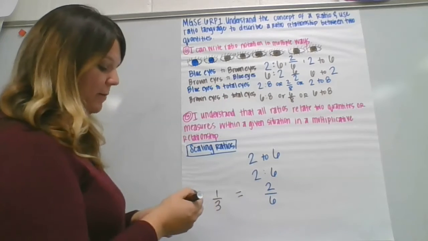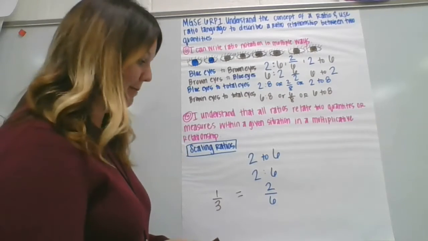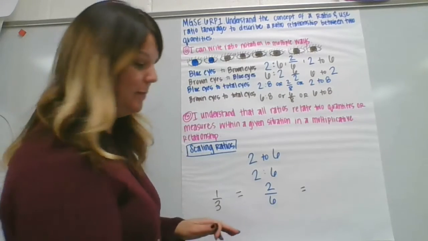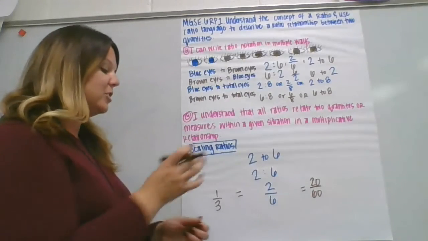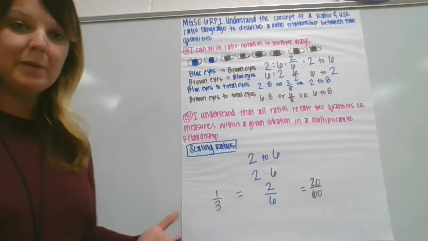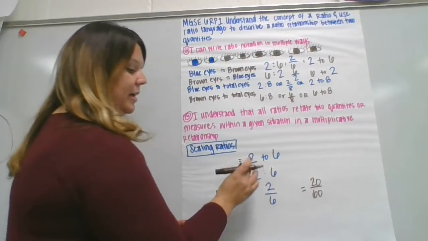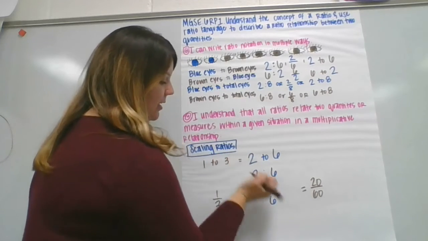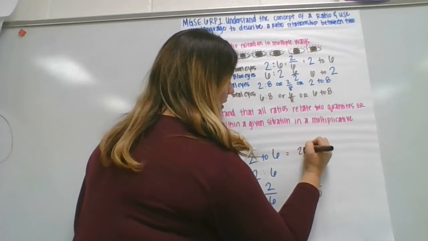And you can also tell me that you can make an equivalent fraction by multiplying both numbers by the same term, so if you did 10 times 10 on the top and the bottom, you'd get 20 out of 60. So you need to understand that all of these are equivalent. Now, you don't have to have it written as a fraction to be able to scale the numbers. You can simply divide both numbers by 2, and you'd get 1 to 3, or multiply both numbers by 10 and get 20 to 60.